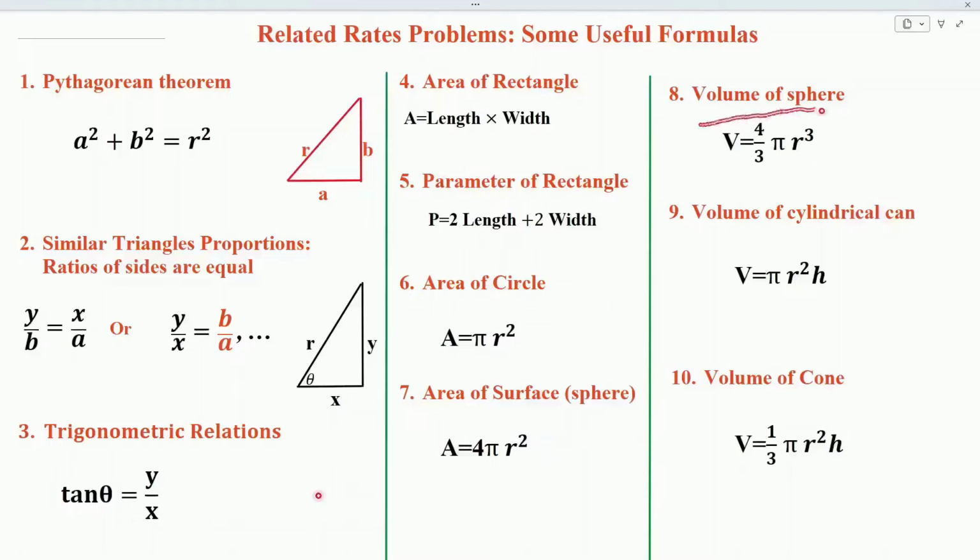Volume of a sphere is equal to 4 by 3 pi r cube, and volume of a cylinder, which is a cylindrical can, is equal to pi r square h. Volume of cone, that is equal to 1 over 3 pi r square h.